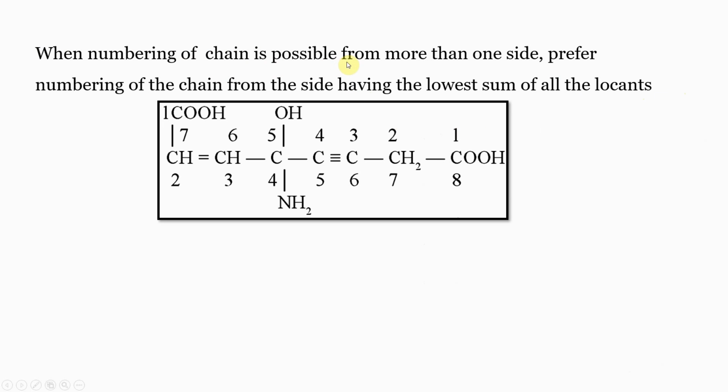When numbering a chain is possible from more than one side, based on our order we know COOH is the important one. So I can start from here, or I can start from here. So I can go on both sides, and on both COOH gets number 1. COOH is also important because it has a carbon in itself. So this is carbon 1 or this is carbon 1. How do I decide? Then what you do is you prefer numbering the chain from the side having the lowest sum of the locants.